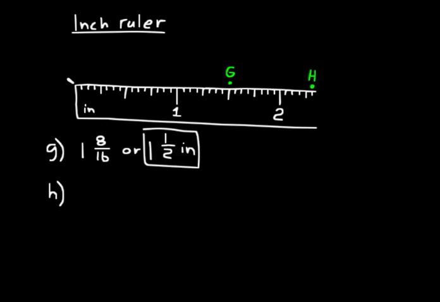Now on H, you know it's going to have at least 2, and then you count over 5/16 from 2. 2 and 5/16 inches is the location of point H. And that's the location from the end of the ruler, or the origin, if you want to think about it in terms of a number line.